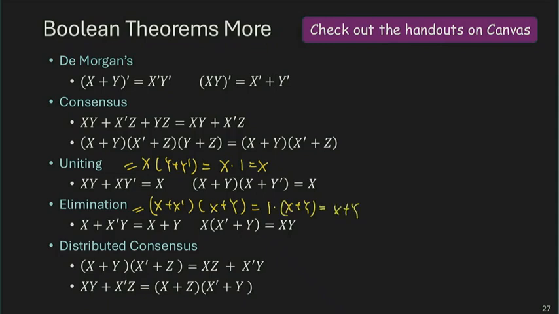Right, a way to get rid of one of these literals when you have a larger term that appears in the non-complemented form. Distributed consensus, this is nothing more than applying distributivity followed by consensus. So again, these are some of the things you don't have to really memorize. And you really don't have to memorize any of these because there's a handout on Canvas showing you all the axioms and theorems, and that will be provided at the end of the midterm and final. So you don't have to even keep that in your notes.